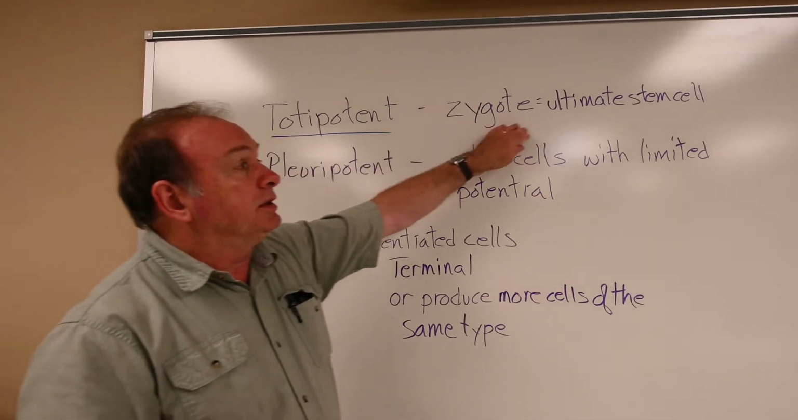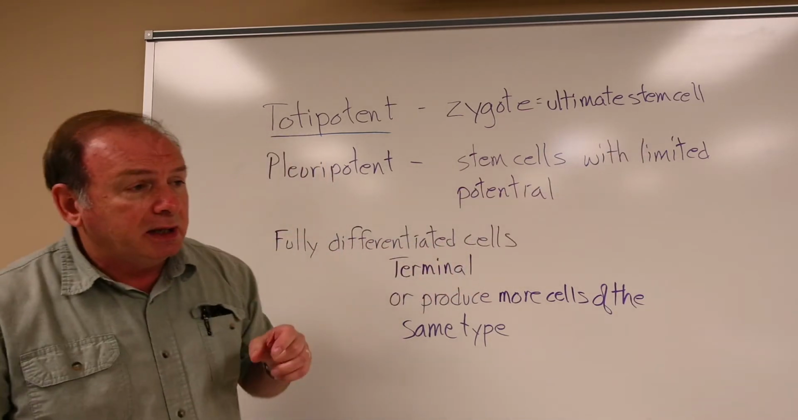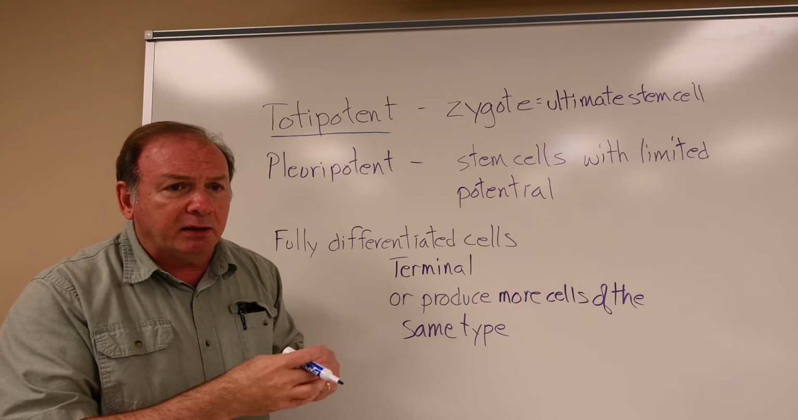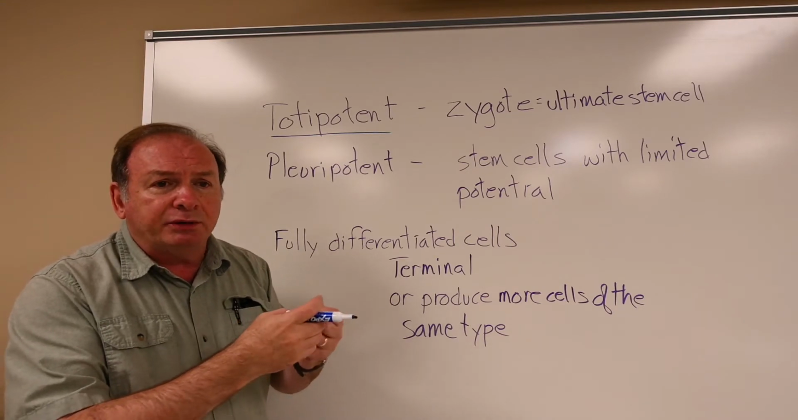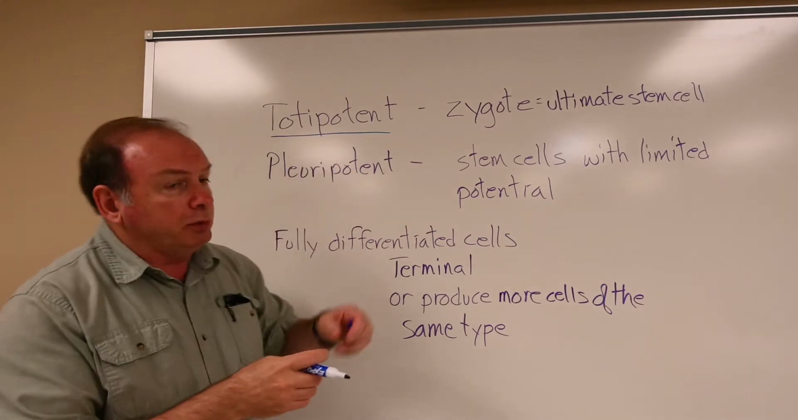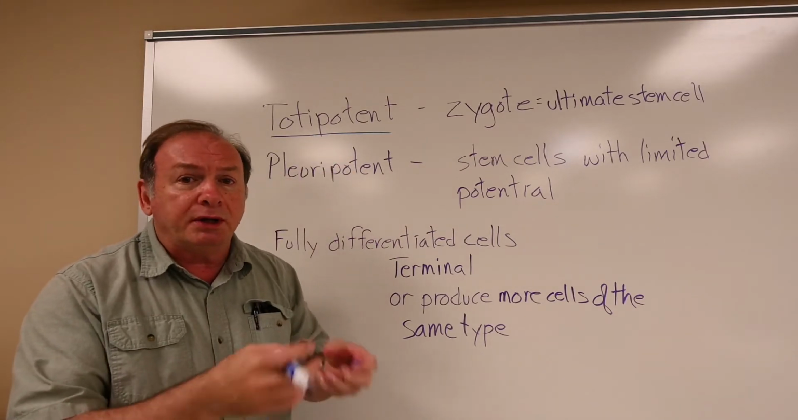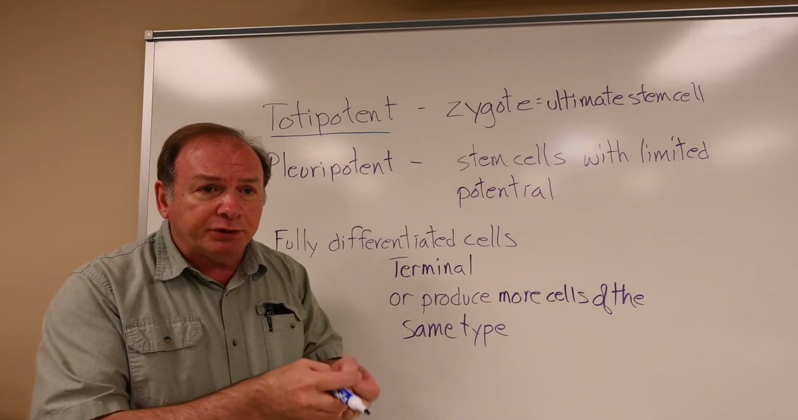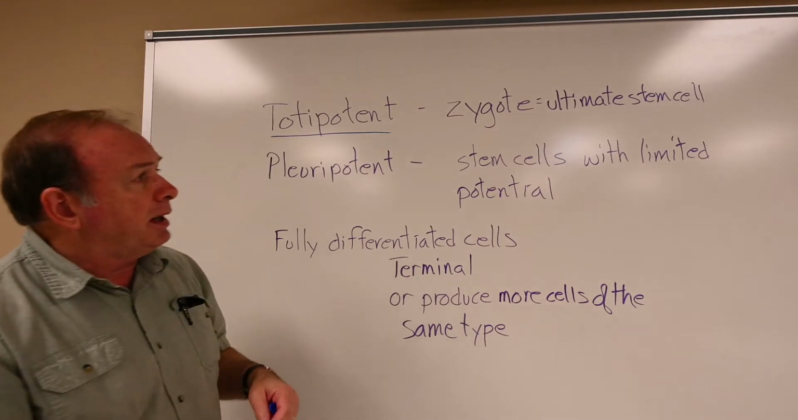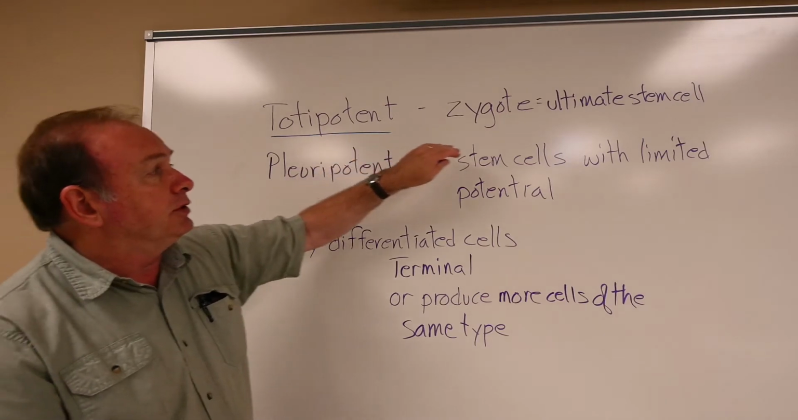The zygote is considered the ultimate stem cell. As the zygote divides and becomes 2-cell, 4-cell, 8-cell, some of those cells that divide from that original zygote would also be totipotent. You can grow a whole new organism from some of those individual cells. You can isolate them, they start to divide and eventually form an entire organism. So those cells are totipotent.